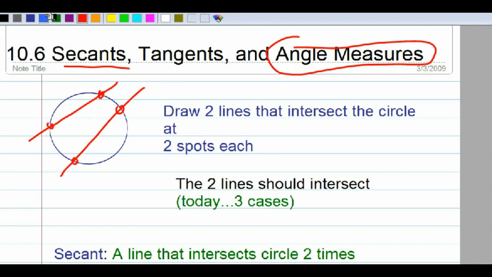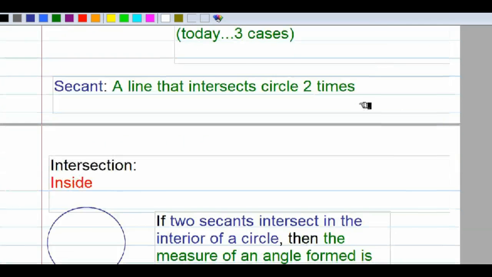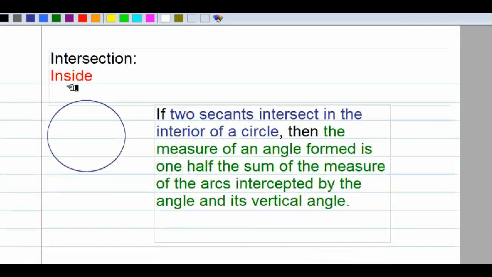Now, where are these going to intersect? Well, these lines eventually, if you connected and kept going with them, would intersect out at a point. What we're going to care about today are the angles that are formed from these lines where they intersect. Today we'll have three different cases: where they intersect outside the circle, inside the circle, and on the circle. So the first one, intersection inside.